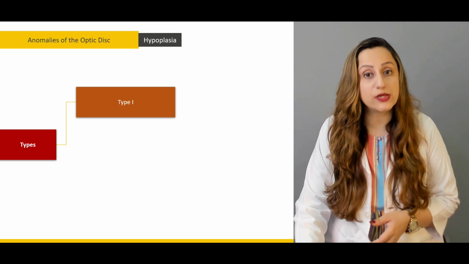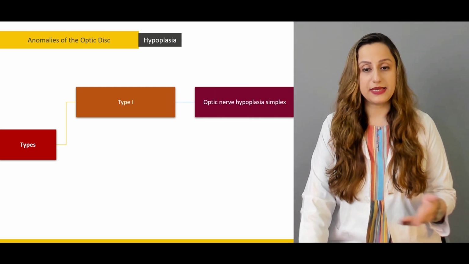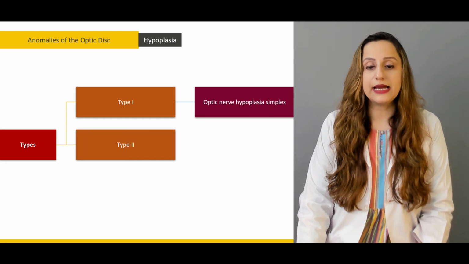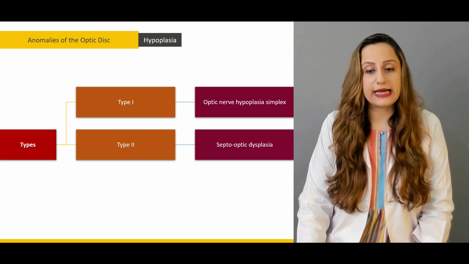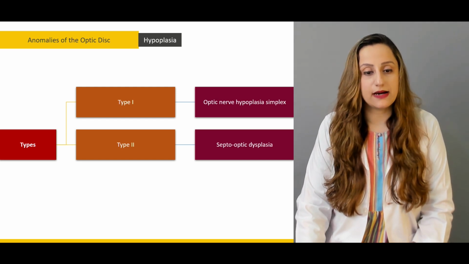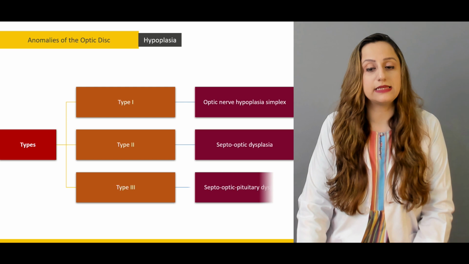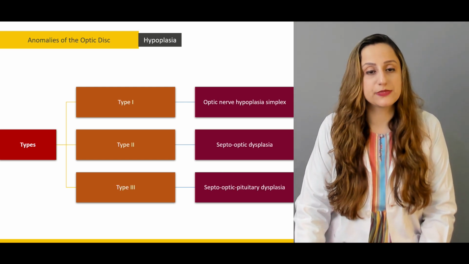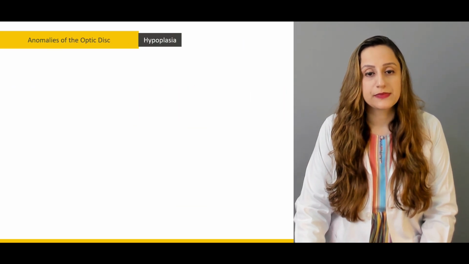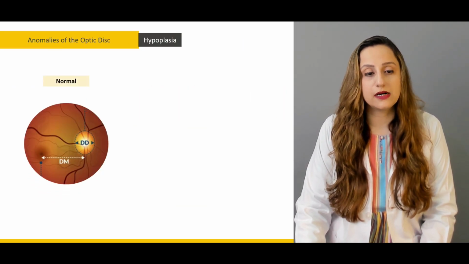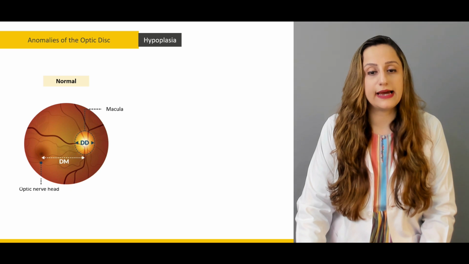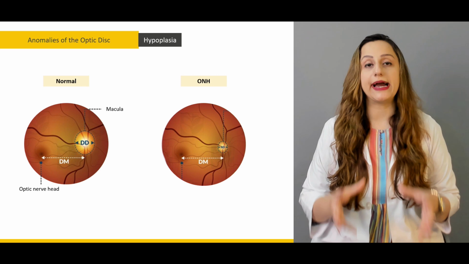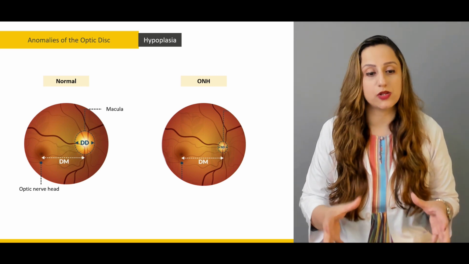We have a type 1 variety that is basically the optic nerve hypoplasia simplex. Then we have the type 2 variety known as the septo-optic dysplasia, and then we have the type 3 variety that is basically the septo-optic pituitary dysplasia in a lot of individuals. So we have the normal, and on the other hand, we have the ONH, that is the optic nerve hypoplasia, that is noted in a lot of individuals.